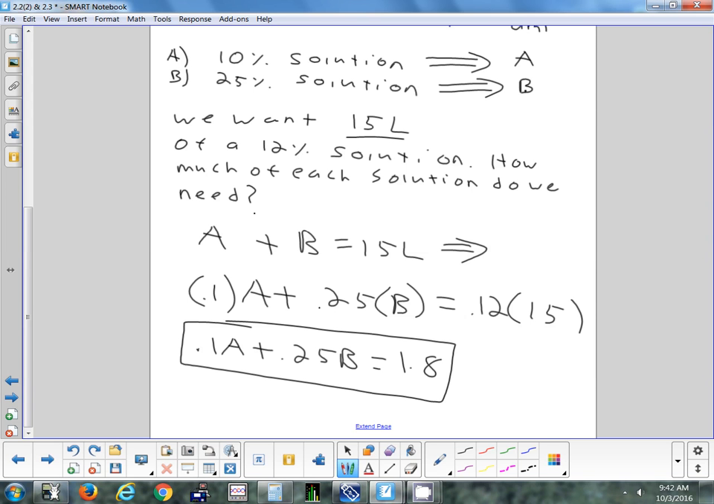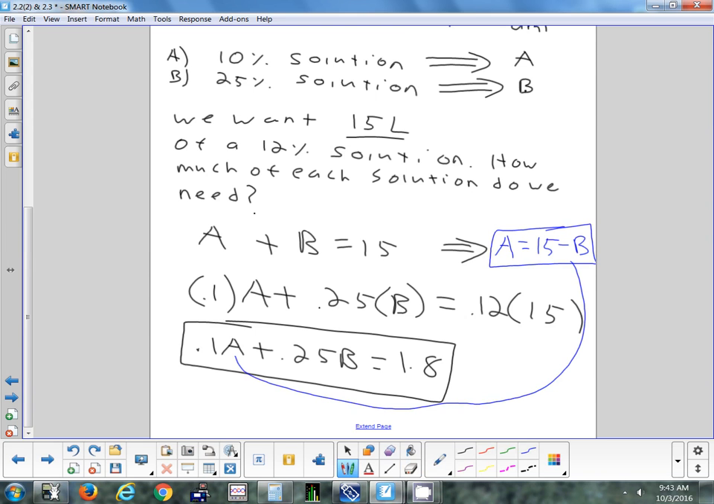Any thoughts, Brett? Solve for the letter in the top equation and then plug that into one of the letters in the bottom. Yes. Get one of the letters by itself here, and it doesn't matter. So which one do you want to do? A. Can you tell me, if I got A by itself, what A would equal? 15 minus B. Okay, if the L is confusing, I'll just put 15, but it's 15 liters. And what letter are you going to plug that in for, Brad? You're going to plug that into A.